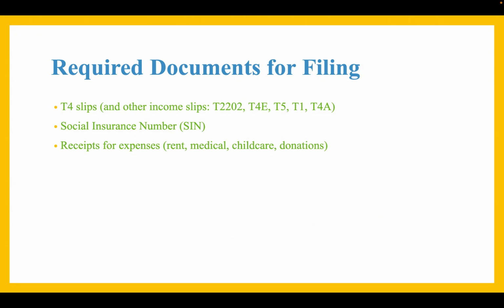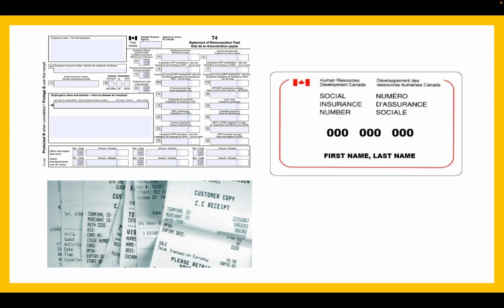Here's what the 3 required documents look like. First, the T4. Second, the SIN number. Third, receipts.